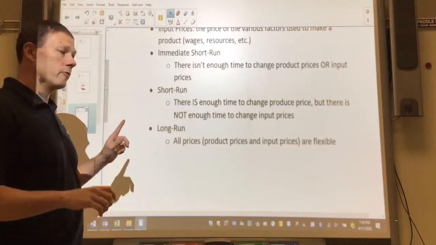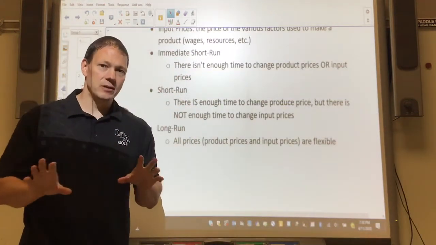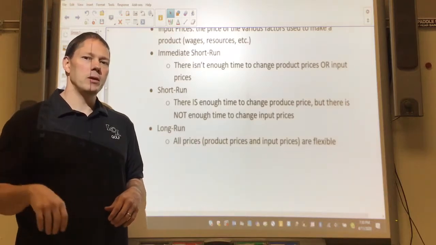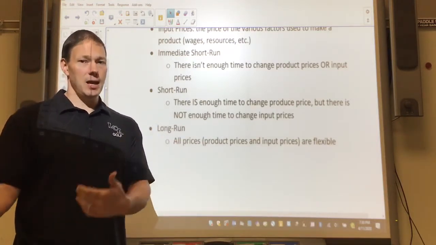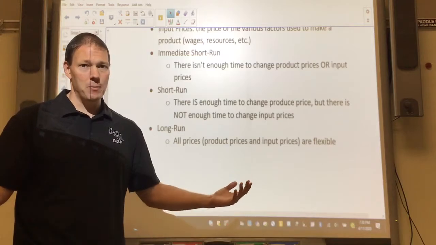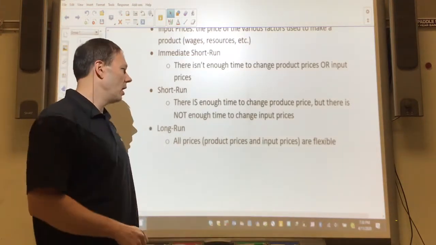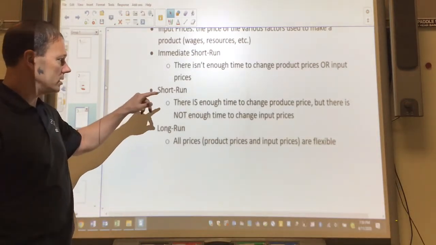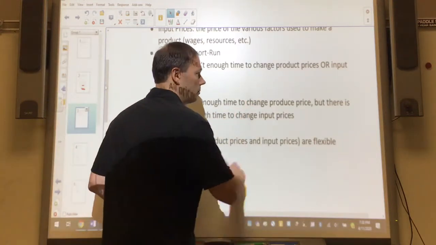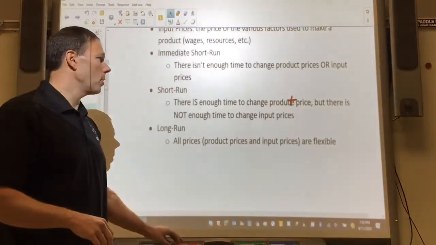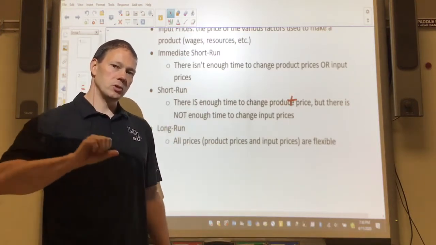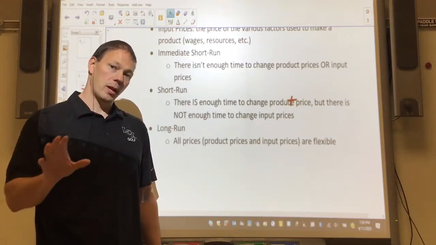Now, in the short run, and remember, all these time frames are not defined by a specific period of time. You can't say the immediate short run is a day or a week or a month or whatever the case may be. It's however long it takes for product prices to become flexible. For some types of businesses, that could be almost minute by minute. For other businesses, it could be weeks or months. It just depends entirely on the business. But the short run is now where there is enough time for the business to change the product price. To change the product price, but there's still not enough time to change input prices. In other words, wages and other resources, those contracts are still in play and they're still fixed. Okay, so that's the short run.